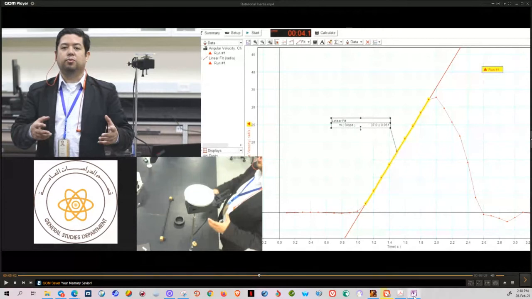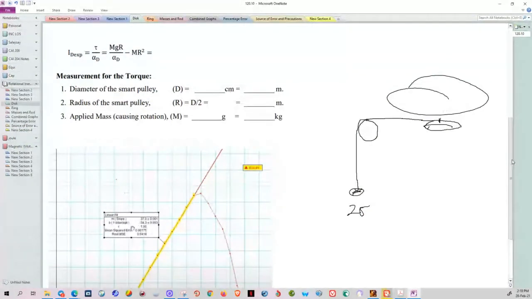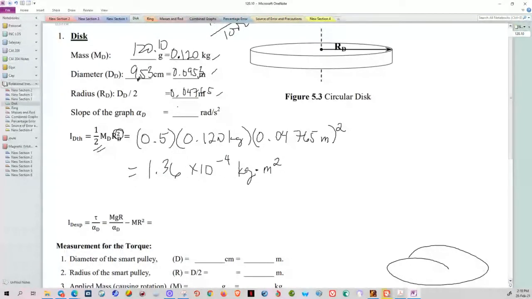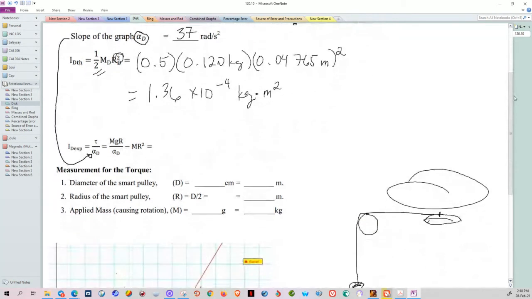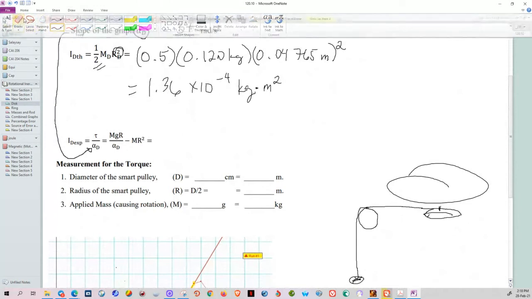37. You will go to your data sheet and you will go back to the reading, okay? And write the slope 37. That slope is alpha for the disk, the angular acceleration of the disk. It goes in your equation here. Is that clear? Is that clear, Shabab? Is it clear? Come on, guys.